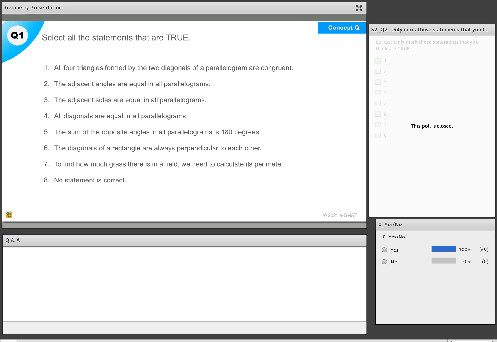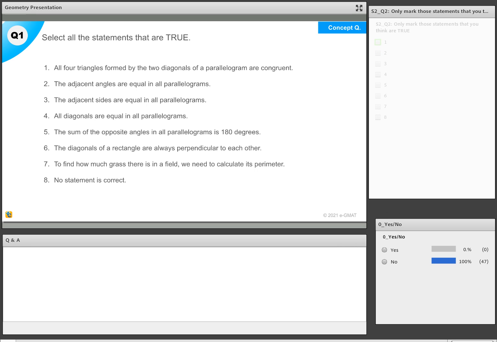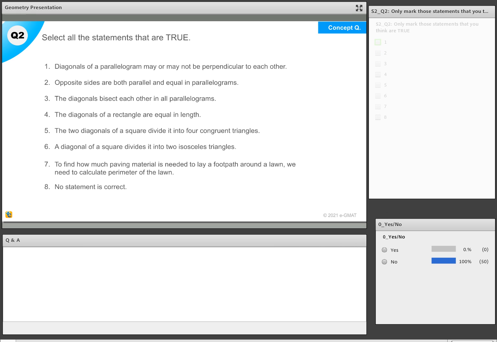Okay, can you all please click on no in the bottom poll? That way I know how many people are actively engaged with this one. All right, sounds good. And here is question number 2. Go ahead, same drill. Read each statement and then make a determination whether that statement is true or not.